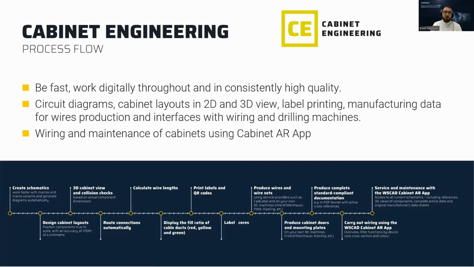In the process flow below, we can see the whole process. We start by creating the cabinet schematics and designing our own cabinet layout. We can open the 3D view and do a collision check. It enables us to do automatic routing and calculate wire lengths. We can display the fill ratio of the cable ducts, print QR codes and labels, and we can use those QR codes for maintenance with this AR app.